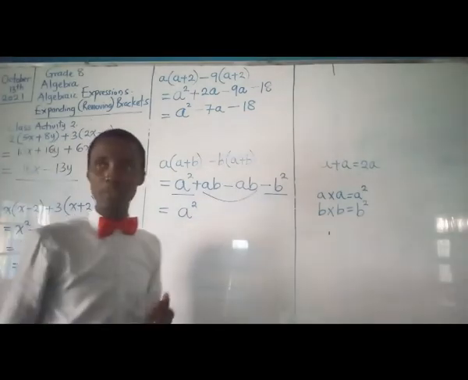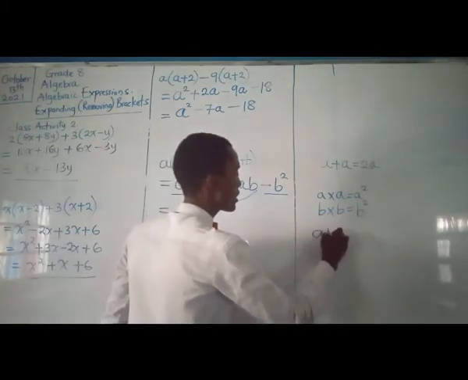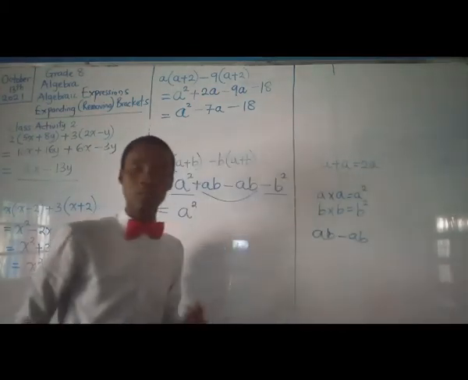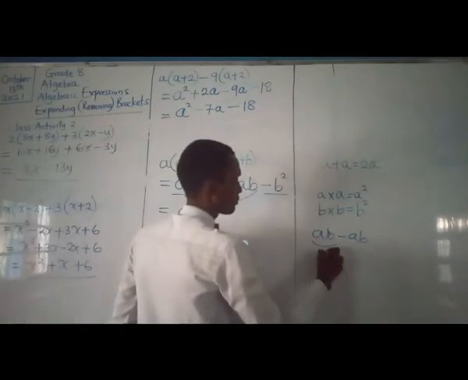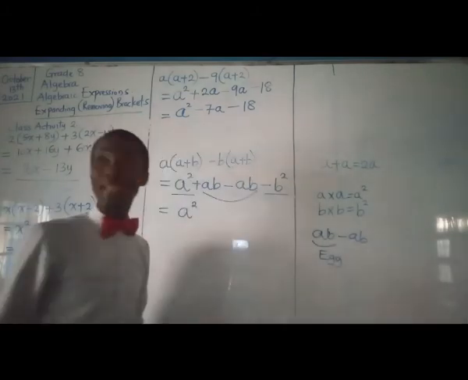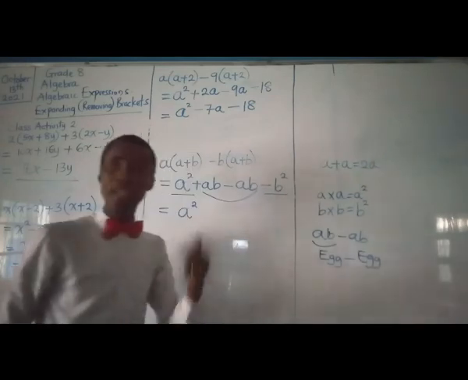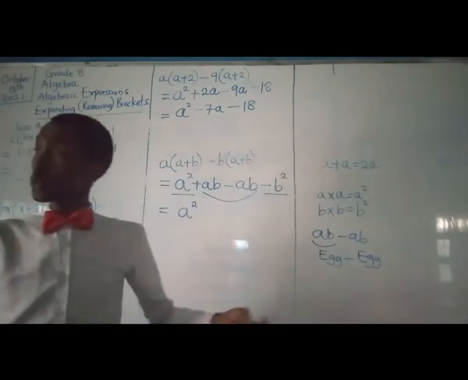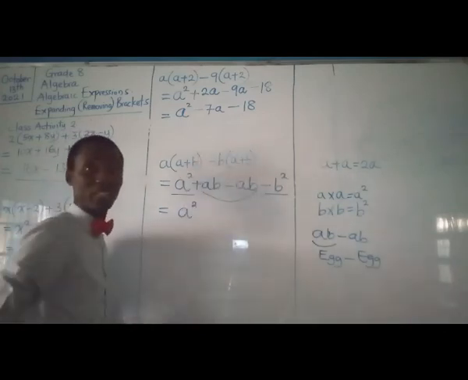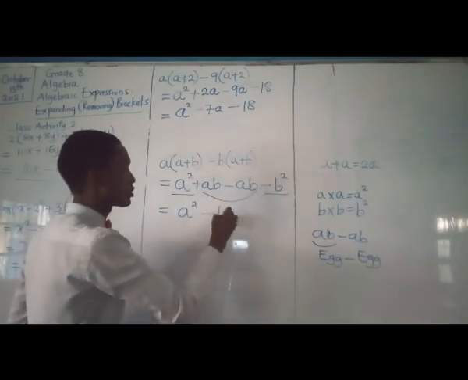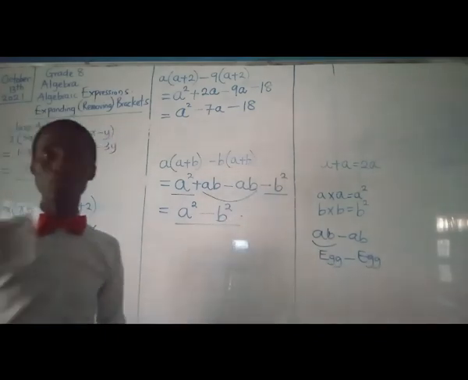AB minus AB is 0. It's like saying, look at this, AB minus AB. Using the concept of deceiving our imagination, I imagine this to be what? An egg. And this is another egg. If I have one egg and I take it away, do I have anything left? No. So that will be 0. So I don't have any business with this, so I won't write anything concerning that anymore. And that will be what? Minus what? B squared. And this becomes the answer we're expected to get.